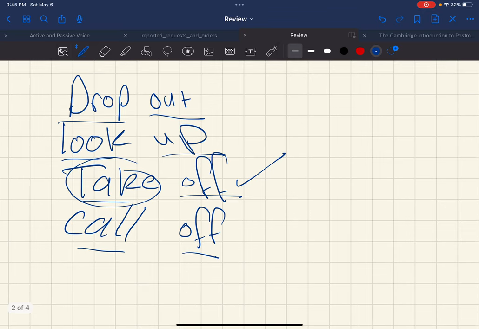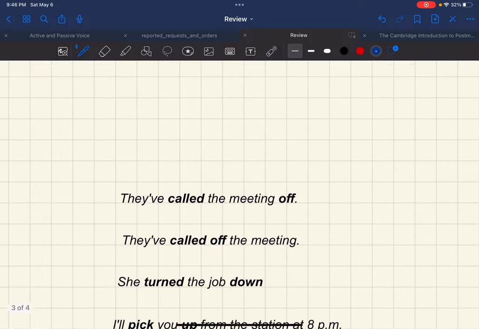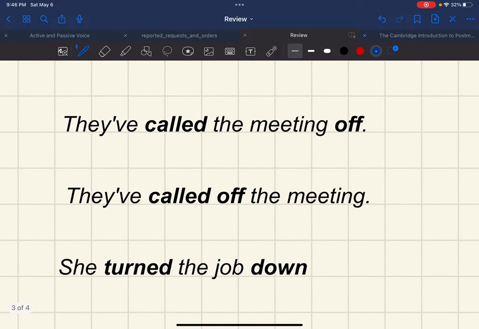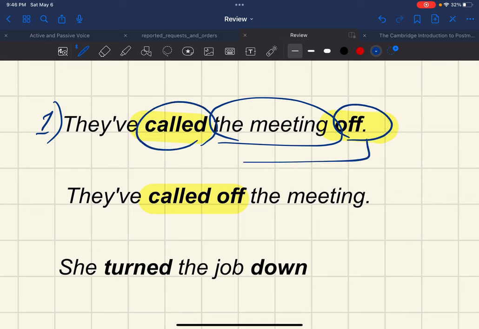Next, the most important thing within what we discussed in class is the object of these verbs. Now, we have the first sentence: They have called the meeting off. Now, you can see the phrasal verb is called off, and in the first sentence, the object, which is the meeting, comes between the verb and its particle. Now, why does this happen?